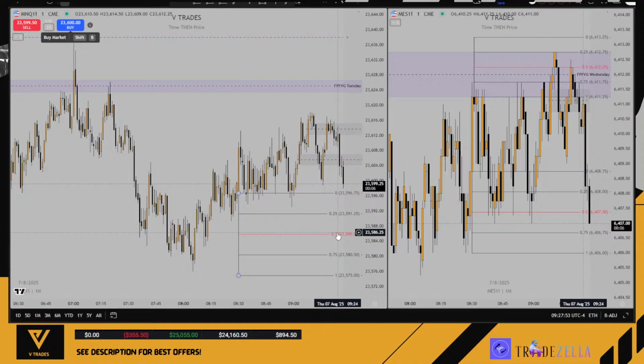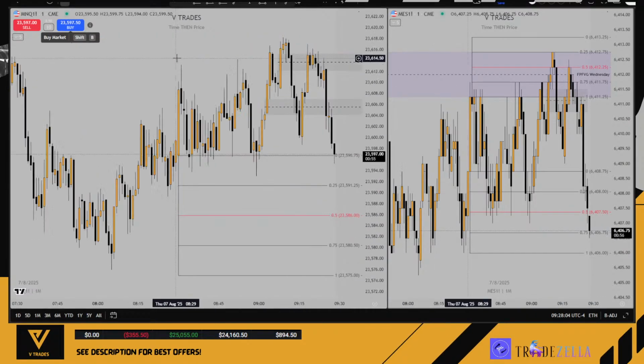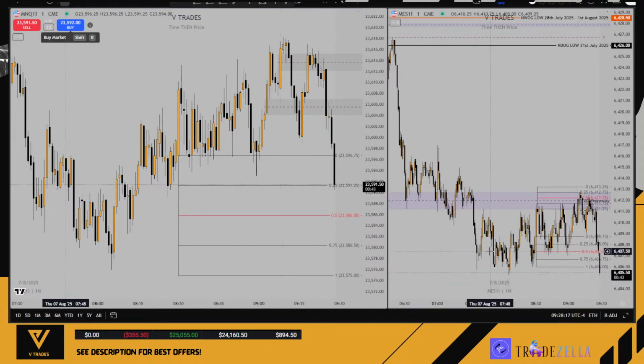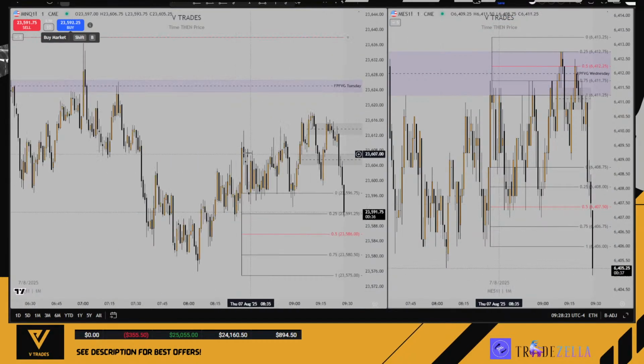Alright, looks like it is going to give us our profit that we were targeting. That is 30 points. Alright, sweeps the lows on ES. Now let's see how it reacts over the consequent encroachment. This low has been swept. Okay.